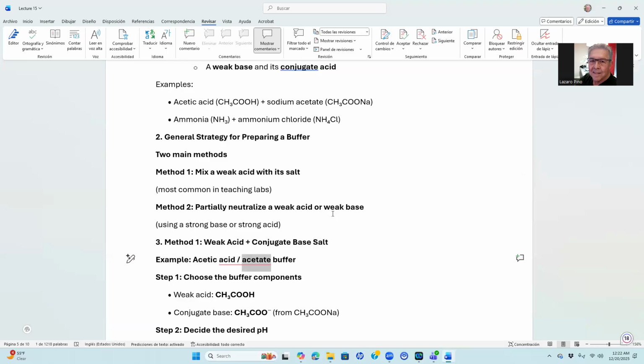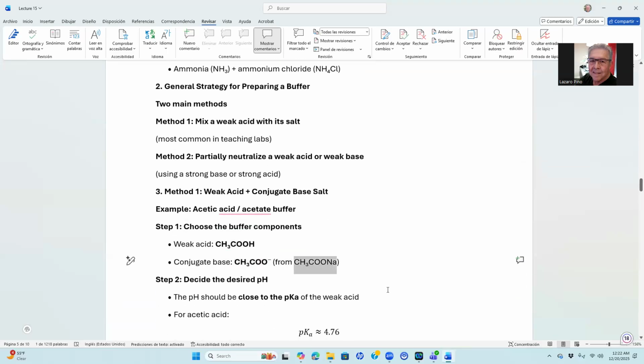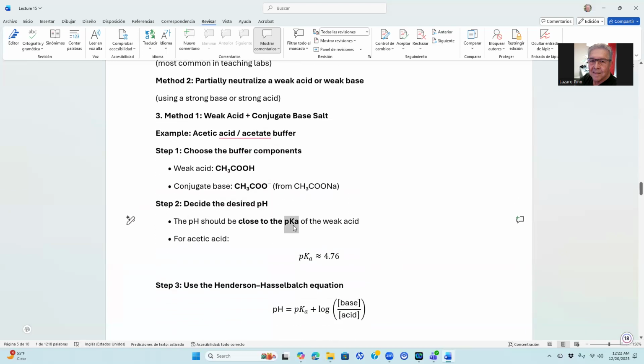Example, acetic acid/acetate buffer. Step 1: choose the buffer components. Weak acid, CH3COOH. Conjugate base, CH3COO- from CH3COONa. Step 2: decide the desired pH. The pH should be close to the pKa of the weak acid. For acetic acid, the pKa is approximately 4.76. Yeah, the pKa you can find in the books in different tables, and these are characteristic for every acid.